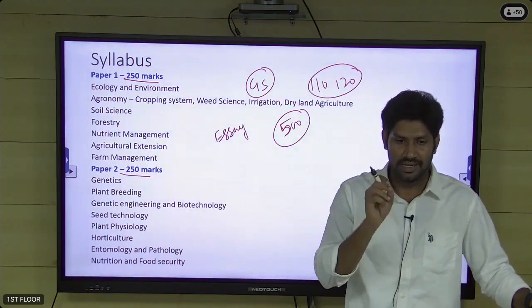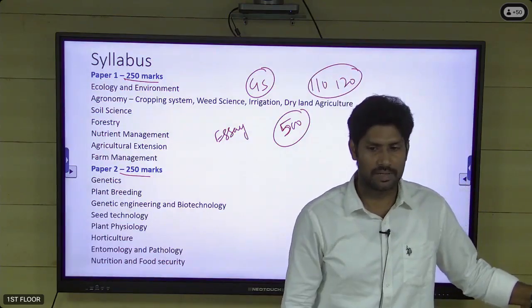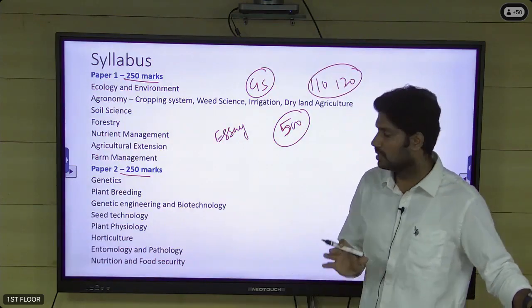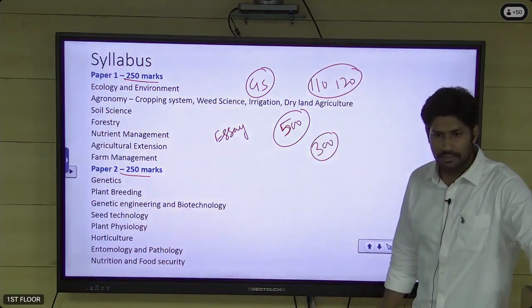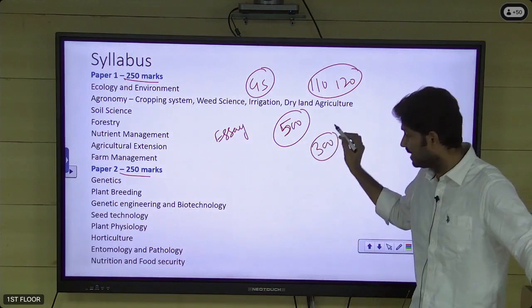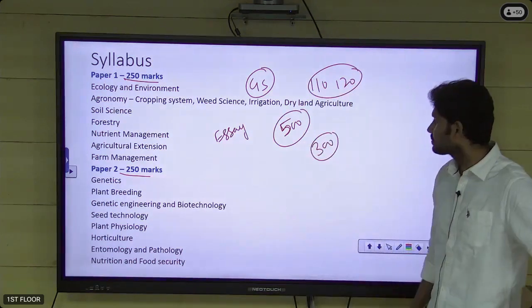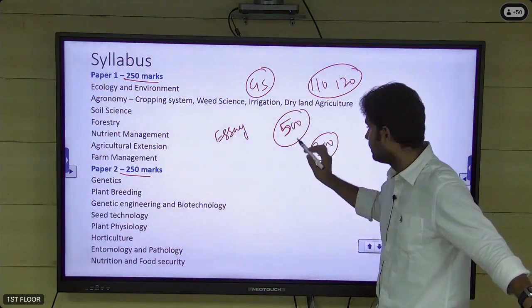But in the optional paper, it is possible. If you do smart work and hard work, you can score more than 300. Especially in agriculture, it is possible. Right, so there is a huge weightage in our optional mains.